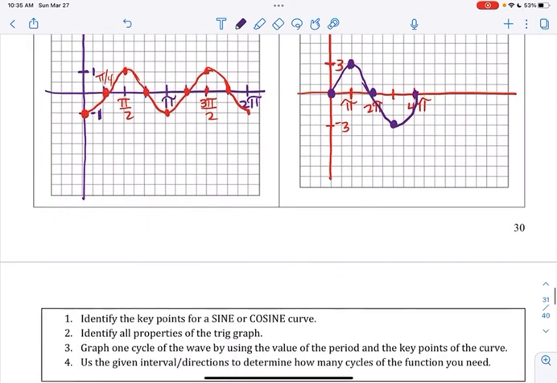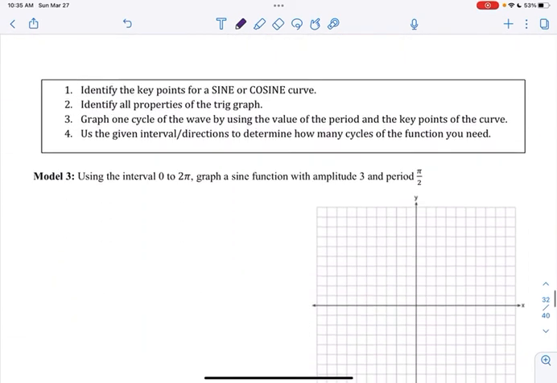The next page is really just more of the same. So just make sure that you identify the key points, identify all the properties, graph one cycle of the wave by using the value of the period and the key points, and then whatever interval they happen to tell you to use, then you're going to use that. All right.